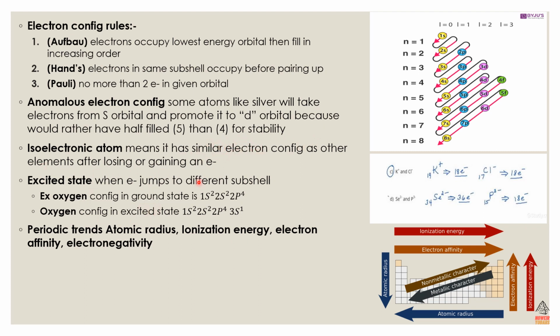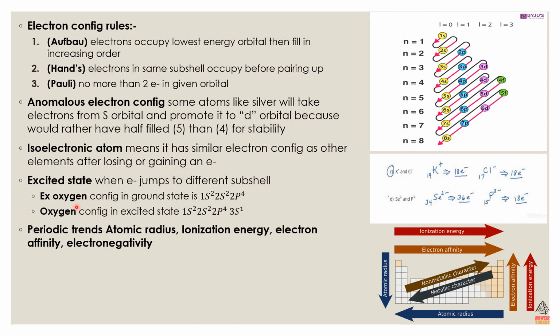Next we have isoelectronic atoms, which means it has a similar electron configuration as an element after losing or gaining an electron. So let's take this as an example. K plus, which has 19 electrons, loses an electron and gets converted to 18 electrons. So it has 18 electrons, so that's like argon, okay? And that's basically what an isoelectronic atom is.